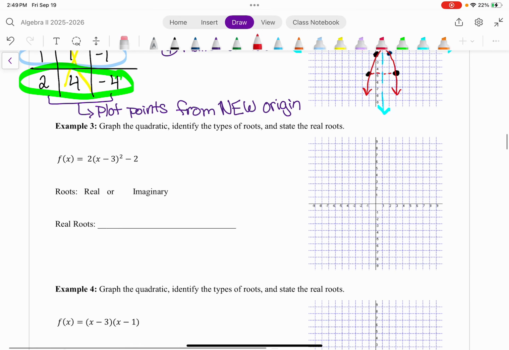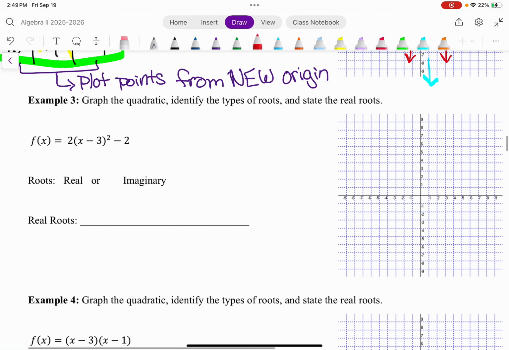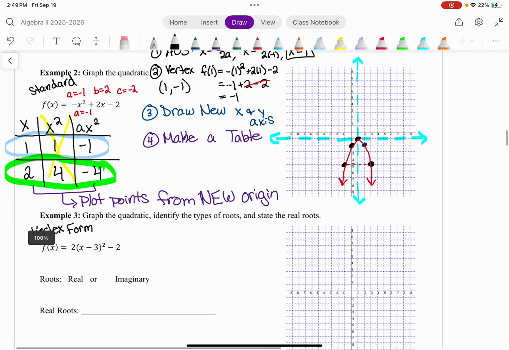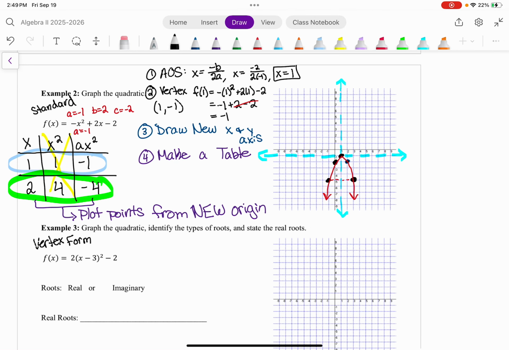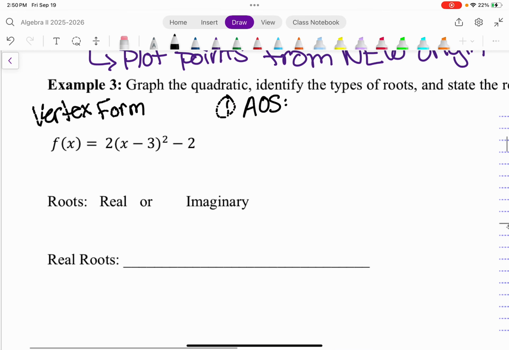All right, next we're going to go over how to do this when it is in vertex form. The only thing that's going to change is how we find our axis of symmetry and then our vertex. That's the only thing that's going to change, but we are still following those same 4 steps. Finding the axis of symmetry and then your vertex first. So first one, axis of symmetry. This one in vertex form, we just have x is equal to our h value. And in this one, h is equal to +3.